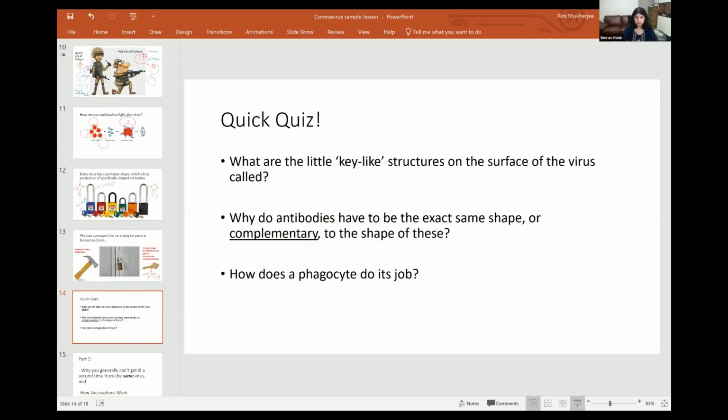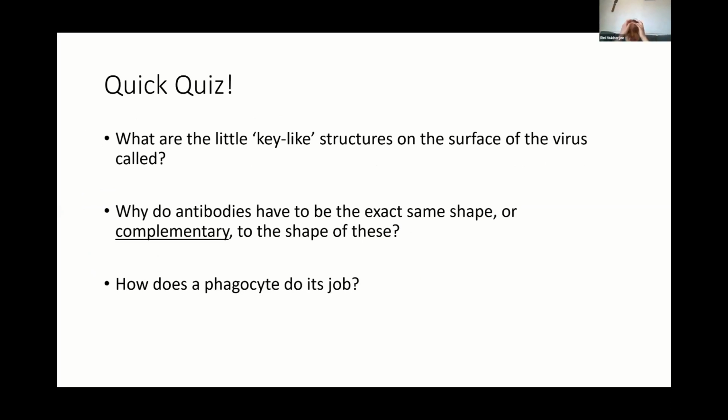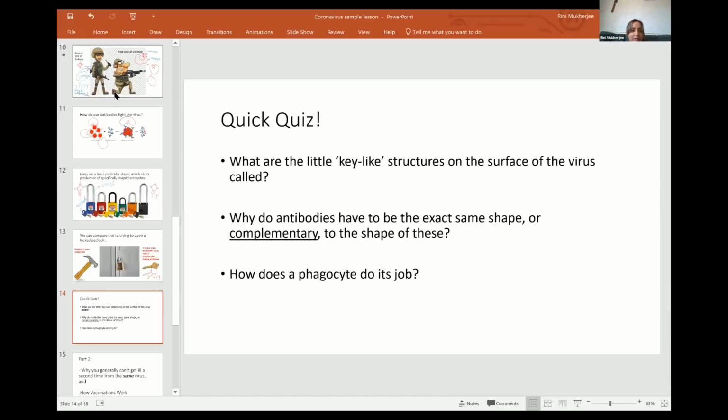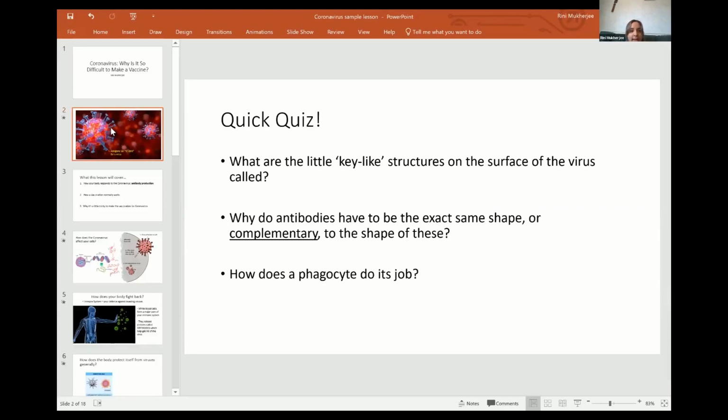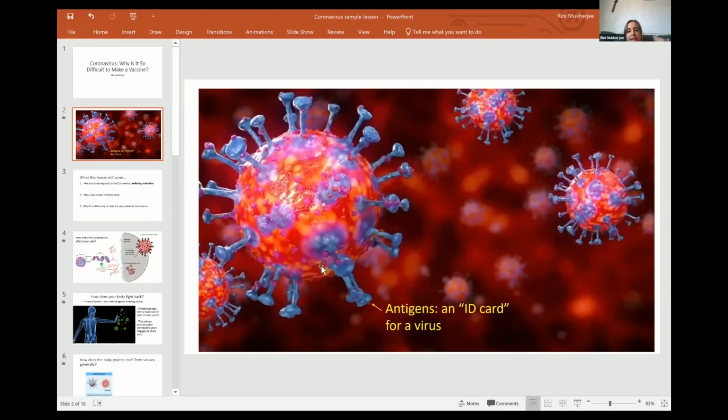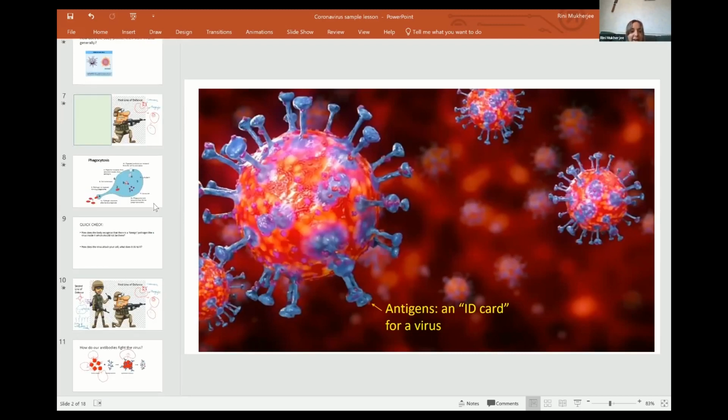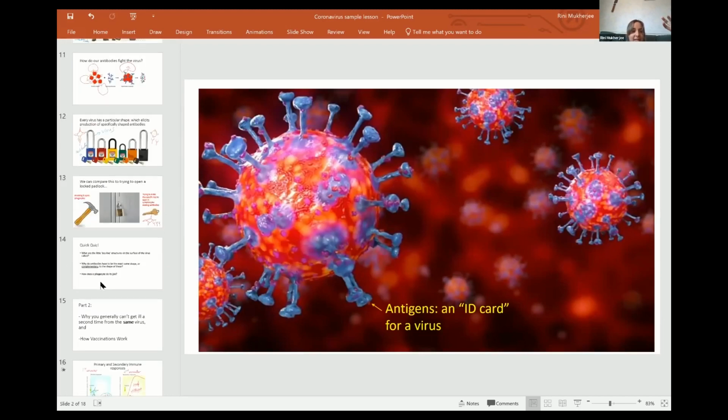Okay, so the answer to the first question, what are the little key-like structures on the surface of the virus? Well done to those of you who said antigen. That's the name of these little structures on the surface of the virus. These little structures over here are called antigens. These are the structures which our body recognizes as being foreign. So well done to those of you who correctly answered antigen.